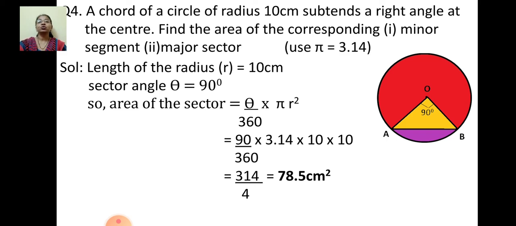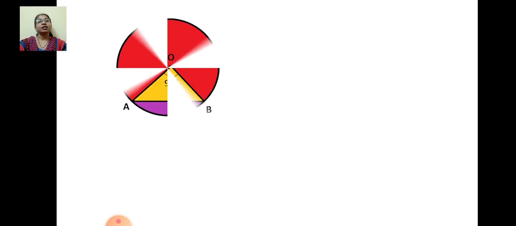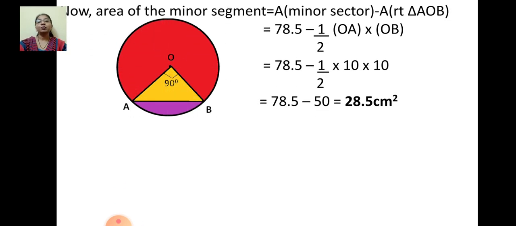So proceed. Yes, length of the radius r is given 10 centimeter, and the central angle theta is 90 degree. So therefore the area of minor sector is theta divided by 360 into pi r square. Here you take pi as 3.14, theta 90 degree divided by 360, radius 10, so 10 into 10. Simplify this, so you will get the area of minor sector is 78.5 centimeter square.